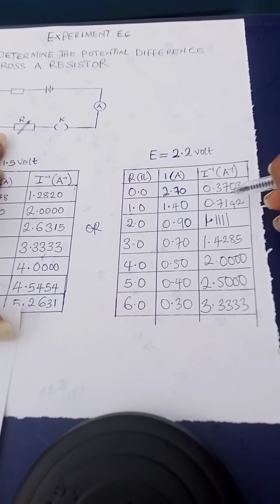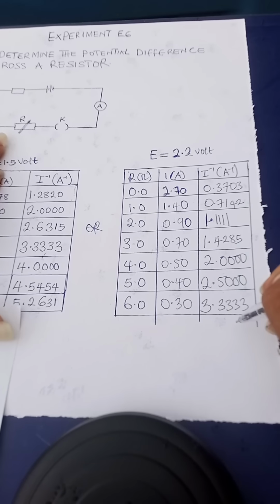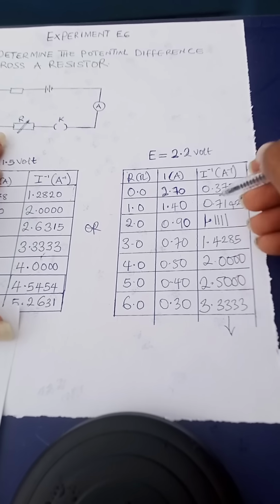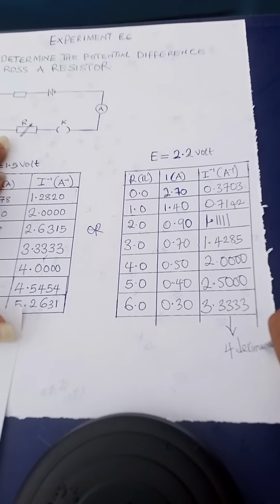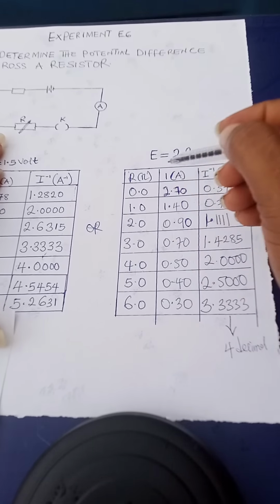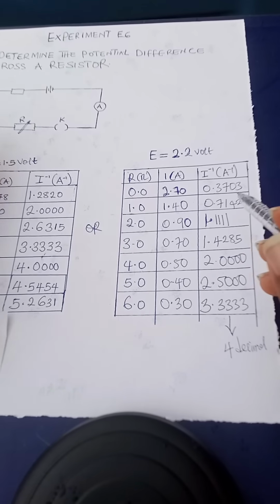Why is this one in 4 decimal places? Remember, this is a calculated value, so it is supposed to be in how many decimal places? Everything here is 4 decimal places. Then the experimental value is 2 decimal places.